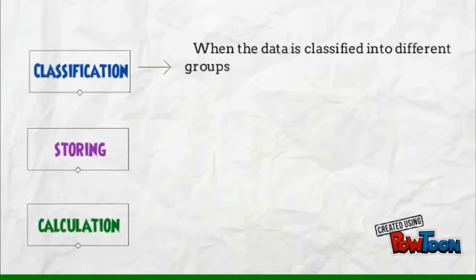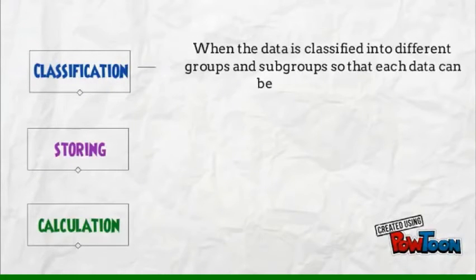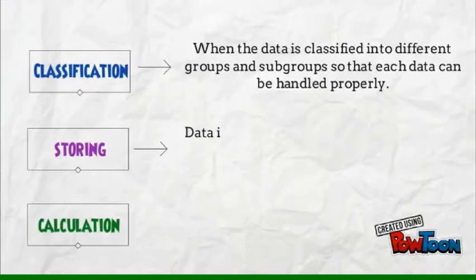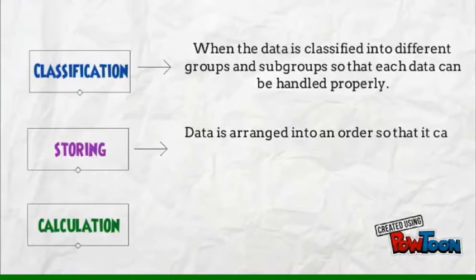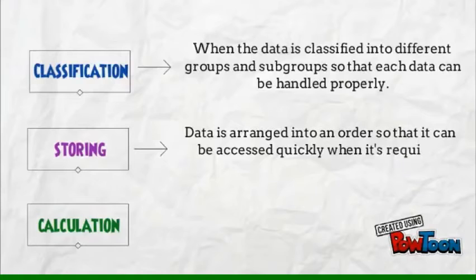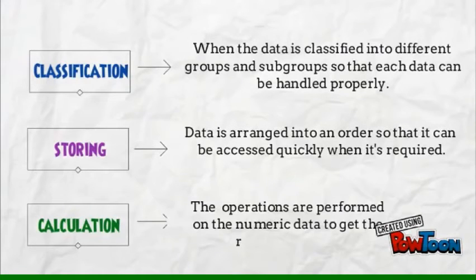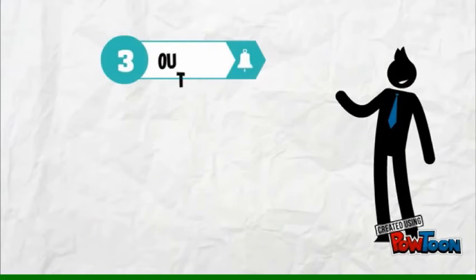Classification, when data is classified into different groups and subgroups so that each data can be handled properly. Storing, data is arranged in order so that it can be accessed quickly when it is required. Calculation, the operations are performed on numeric data to get the required results.